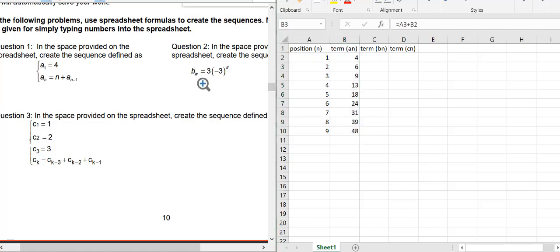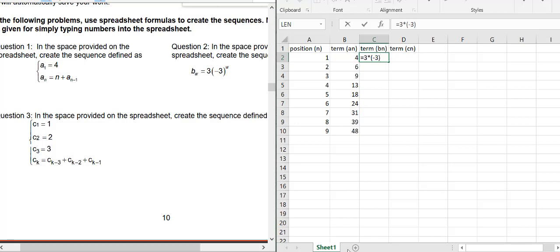Okay, question 2, is this explicit or recursive? Explicit. So all we have to do is do equals 3, and I'm not sure if the spreadsheet understands just parentheses as multiplication. So I'm going to make sure it knows what I'm doing. So I'm going to do shift for multiplication, and then I'm going to do parentheses -3, close parentheses.